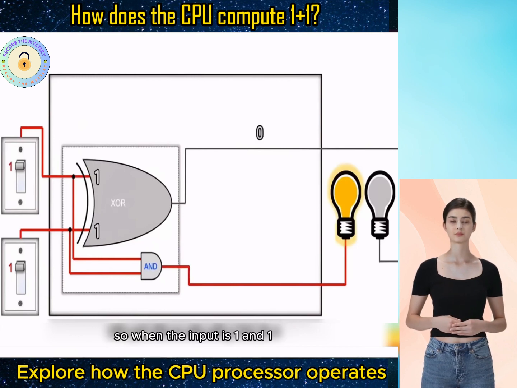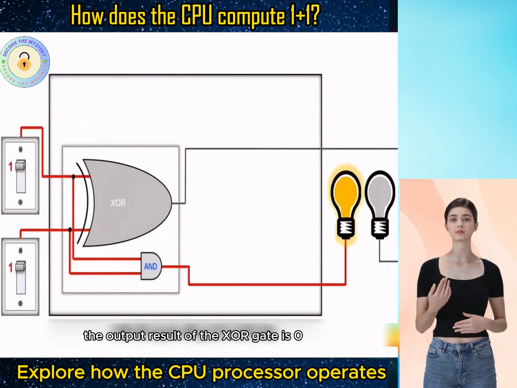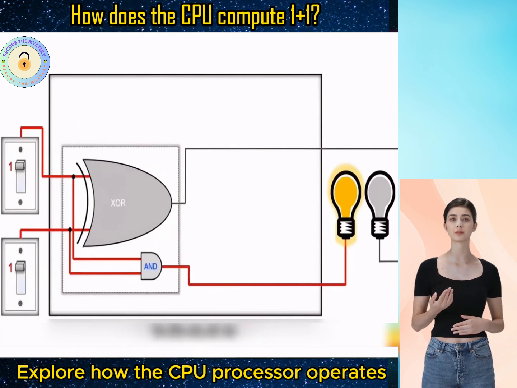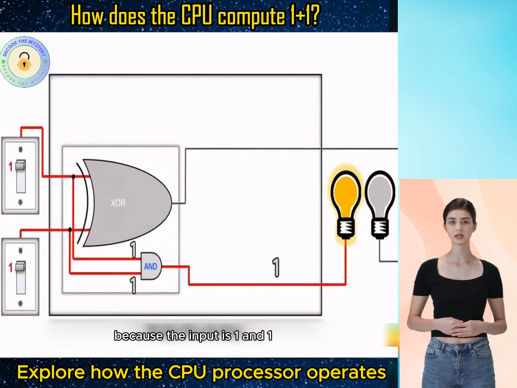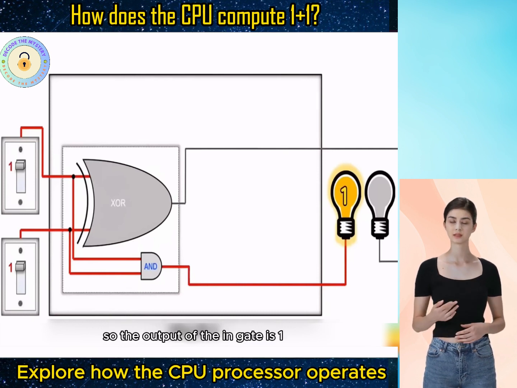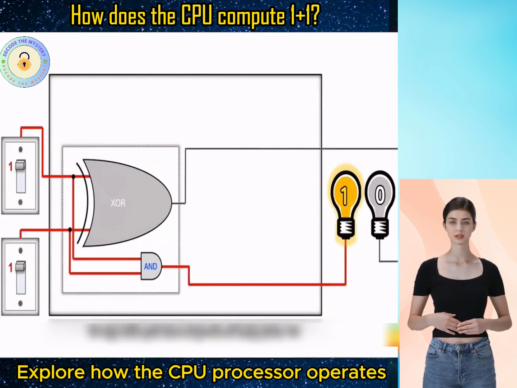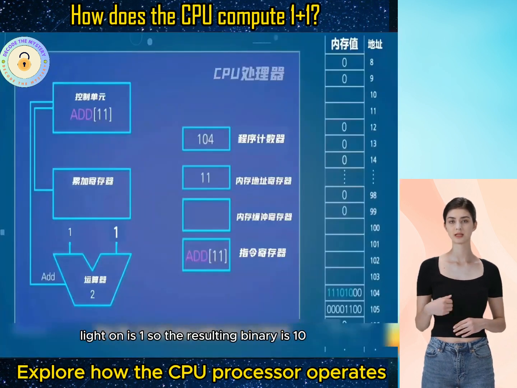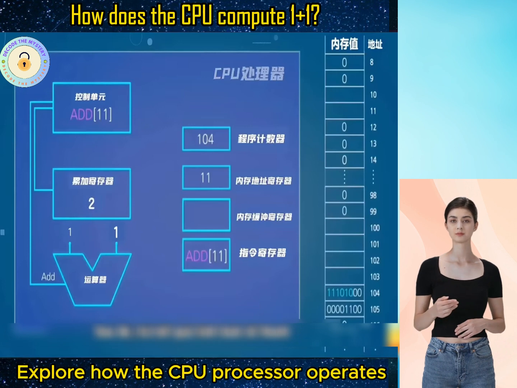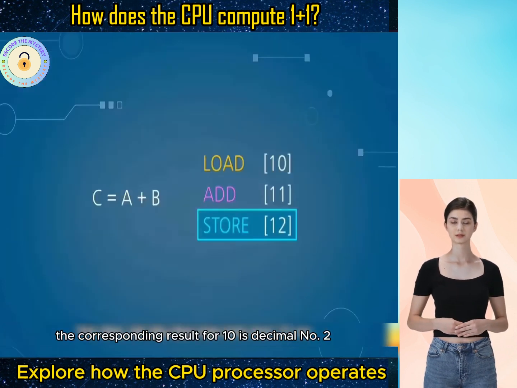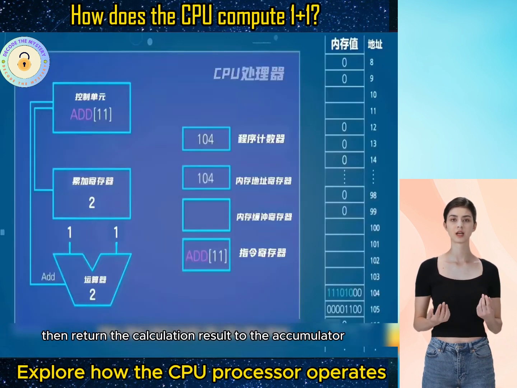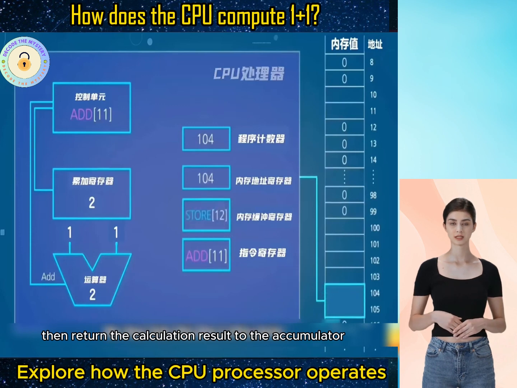So when the input is 1 and 1, the output result of the XOR gate is 0. The light will not light up. For the AND gate circuit below, because the input is 1 and 1, the output of the AND gate is 1. So the light will light up. Light on is 1. So the resulting binary is 10. The corresponding result for 10 is decimal number 2. Then return the calculation result to the accumulator.